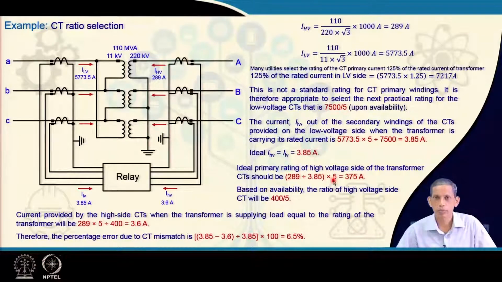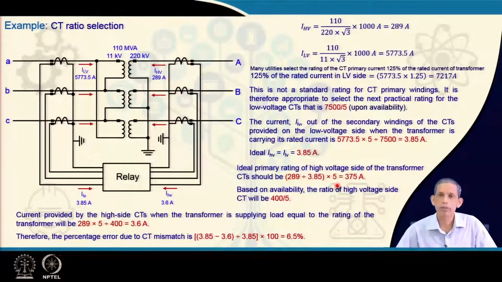this 5 ampere type CT. So, that gives us 375 ampere. Therefore, the CT should be 375:5, which should ideally be the ratio of the CT if you have already selected 7500:5 for the low voltage side.